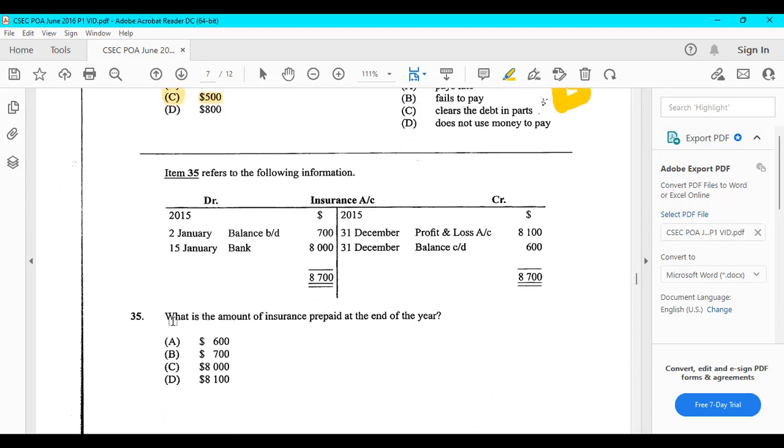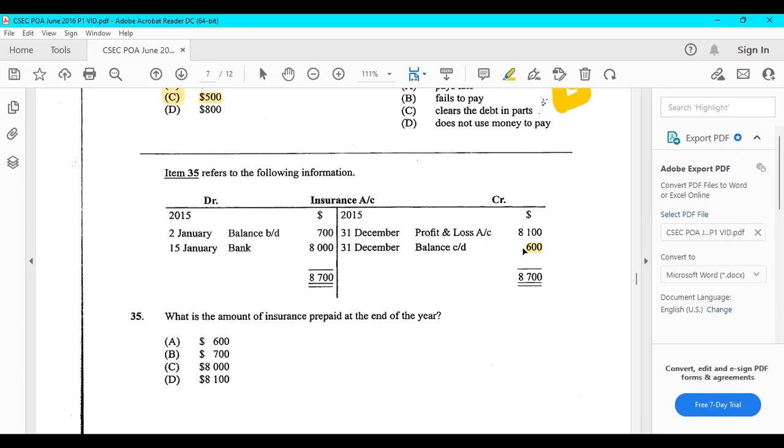All right. What is the amount of insurance prepaid at the end of the year? Based on this T account for insurance. Insurance is an expense, so it's an expense account we're looking at, right? So we need to know the amount for insurance prepaid at the end of the year. You see the balance carried on right here? So it is our prepaid balance.